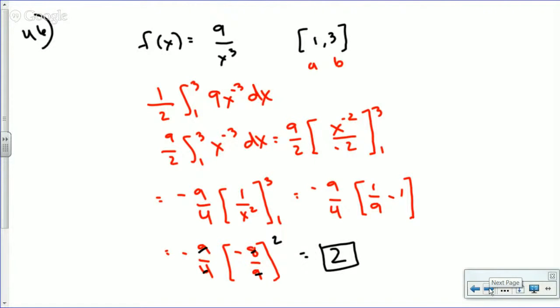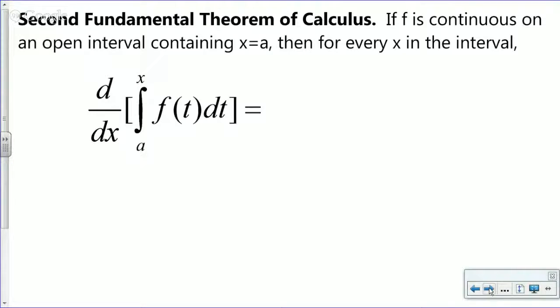Okay, the second part of the lesson is the second fundamental theorem of calculus. When you see problems like these, I want you to think, oh, this is the easy type of problem. Literally takes about 2 seconds. Okay, you just have to be able to recognize that that's what they're asking. So the second fundamental theorem of calculus says that if f is continuous on an open interval containing x equals a, then for every x in the interval, the derivative with respect to x of the integral from a to x of f of t dt is equal to f of x.